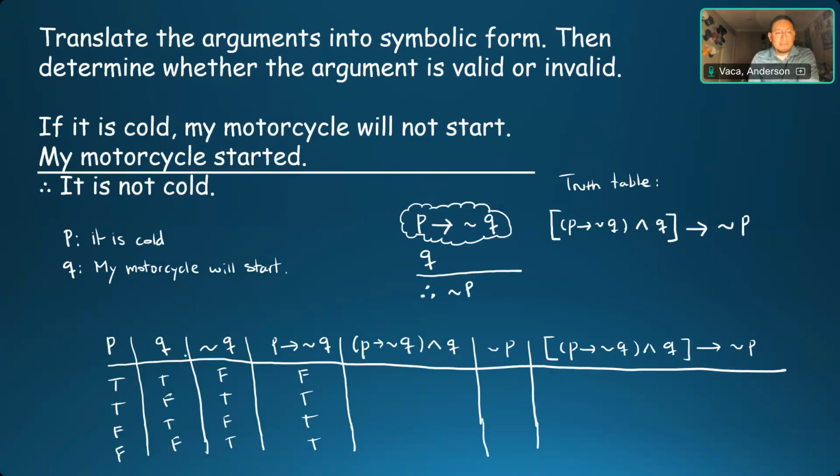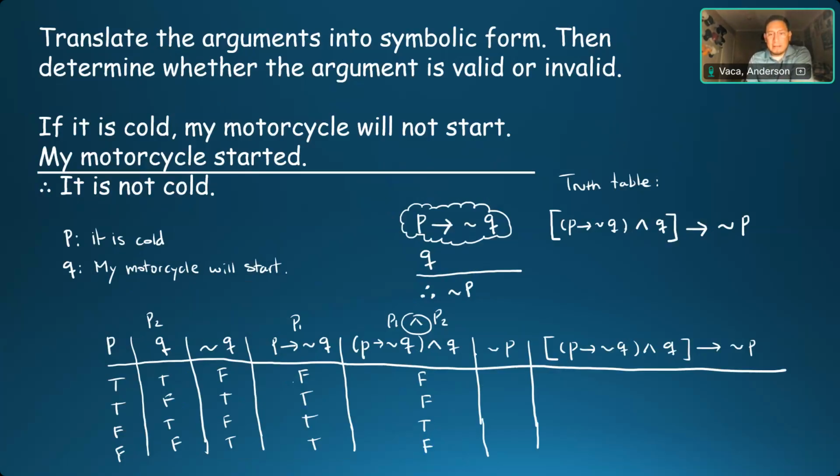Luckily, we already had a column for the second premise. This is premise 1. This is premise 2. What's going on here? Premise 1 is being connected with premise 2 using the connective and. And so this and that will be false. This and that will be false. This will be true. True and true will be true. True and false will be false. Okay, so we connected the premises together.